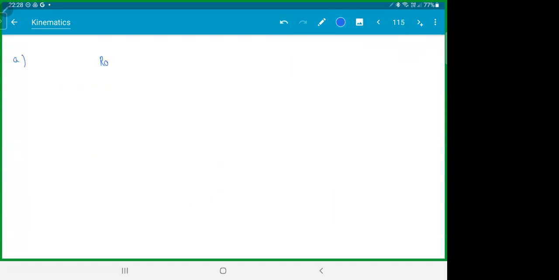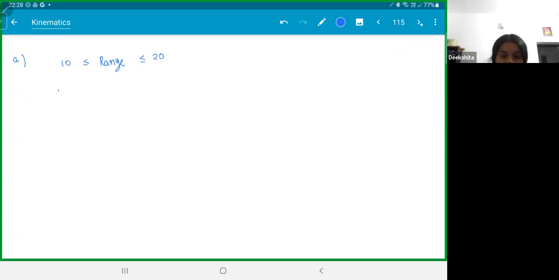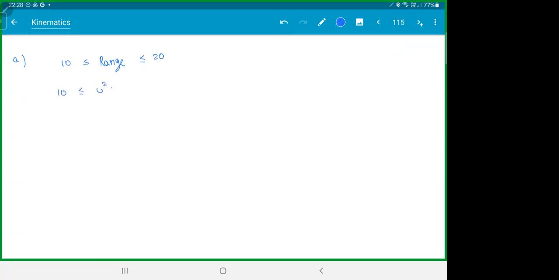So the range should be between 20 meters to 10 meters, right? Yeah. So put the formula there directly. u square sine 2 theta by g is less than 20. Multiply g on both sides. 100 u square sine 2 theta is 45 is 200. So u will lie between 10 root 2 to 10.